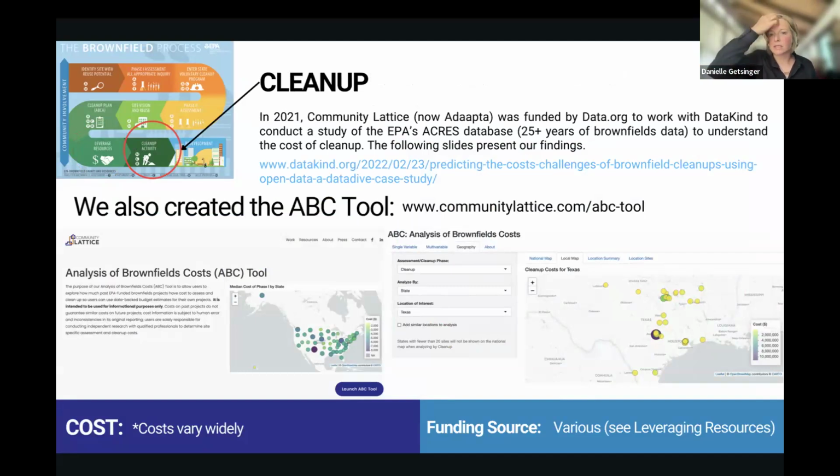So I thought I would present some findings from a study that we did back in 2021. It was funded by data.org with our partners at DataKind. And we created this tool, which is publicly available for your use.